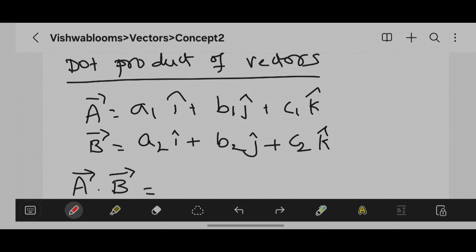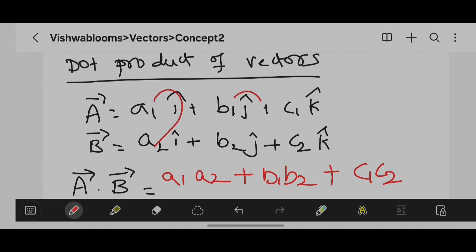Now dot product A bar dot B bar is nothing but, let me tell you the method for dot product. See here, for I cap and I cap, both these magnitudes are supposed to be multiplied, A1, A2. And for j cap and j cap, the magnitudes have to be multiplied. K cap and k cap, the magnitudes have to be multiplied. And finally add all the magnitudes. That's it. This is the formula for dot product. Now we will use it above, that is why I am explaining this. So A1 into A2 plus B1 into B2 plus C1 into C2. This is the formula. That's it.